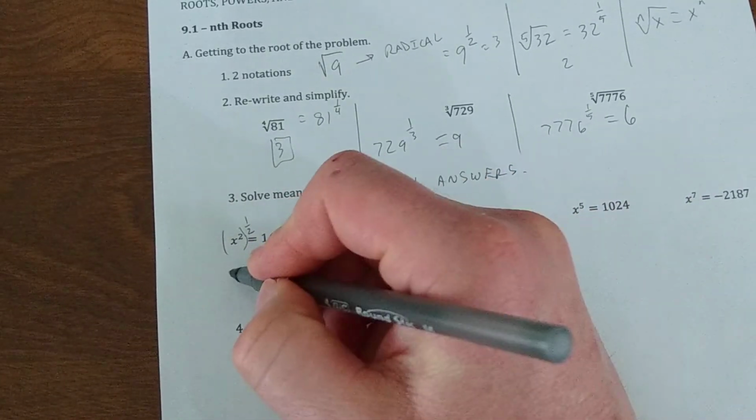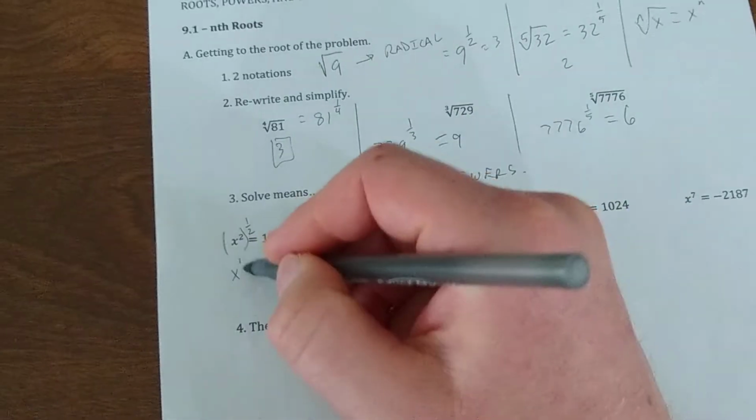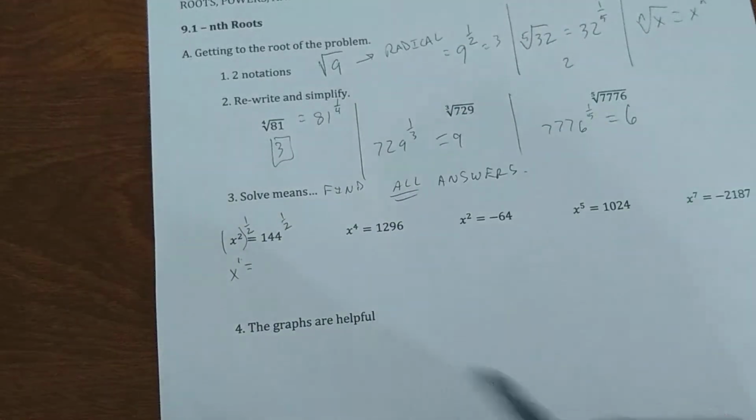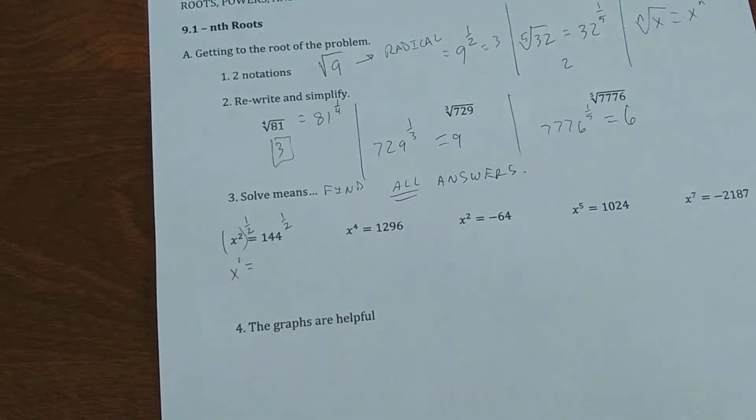Half of 2 is 1. So you have x to the 1 power, which is just x. Well, you can't just do it to one side. You have to do it to the other side as well. So you have a half over here. And this means the square root of 144.